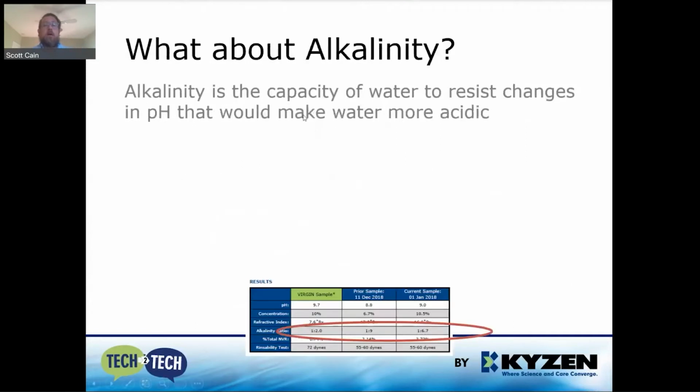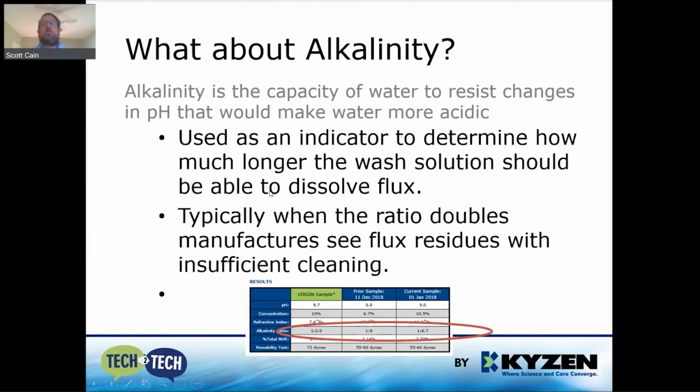Now let's talk about alkalinity for a minute. Alkalinity is the capacity of the water to resist changes in pH that would make the water more acidic. And it is used as an indicator to determine how much longer the wash solution should be able to dissolve flux. And historically, when the ratio doubles, that's when we're starting to see insufficient cleaning.